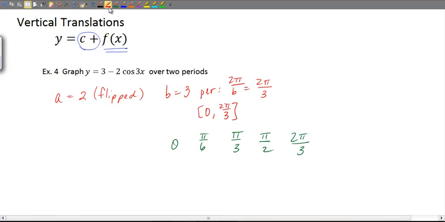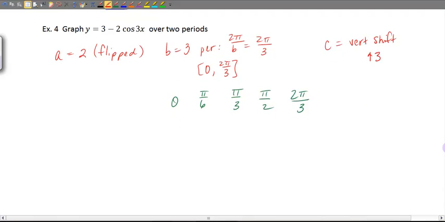Let's go back. We know a, we know b. Now let's talk about c. c is this value up here. It's totally separate from whatever I have going on next to my trig function. It's just some number all by itself. That value is a positive 3, which means I have a vertical shift up by 3.